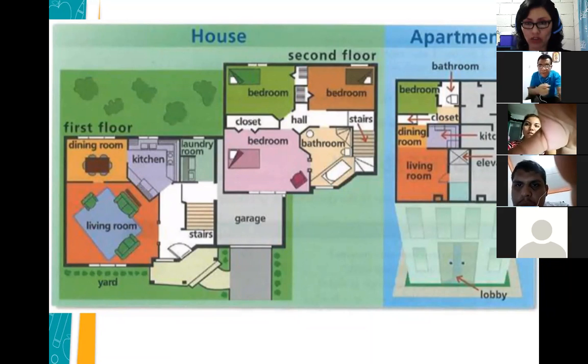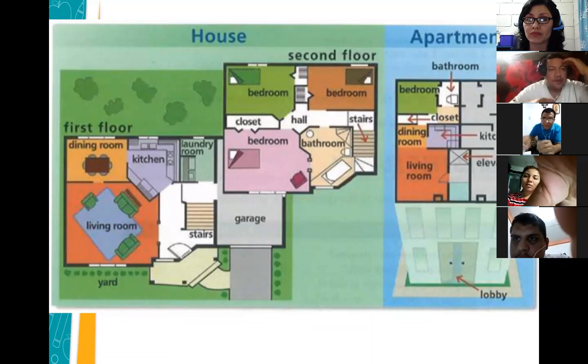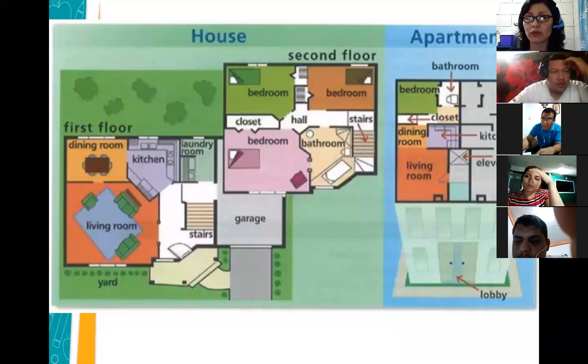No. No more questions. What is the meaning of laundry room? Laundry room is el cuarto de lavado, right?